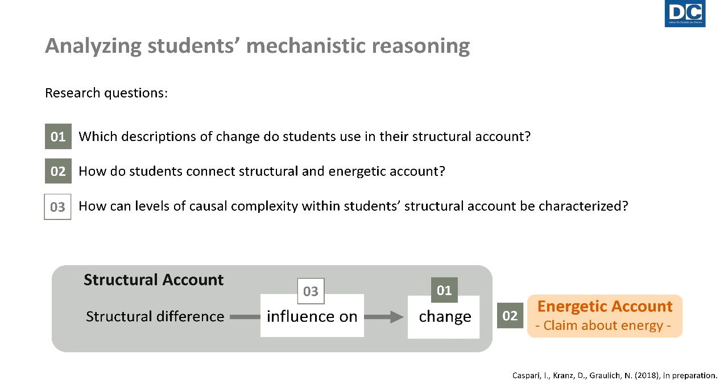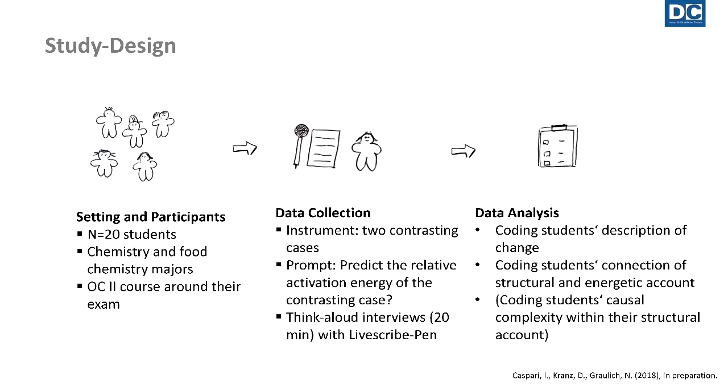The first one was, which description of change do students use in their structural account? So how do they describe the change of the reaction? And how do students connect structural and energetic account? The third research question, how can levels of causal complexity within student structural accounts be characterized, will not be discussed today, so I have to refer to the manuscript or the publication that will be out hopefully soon, that further illustrates how students verbalize the influence of the structural difference on the change in their structural account. So let's have a look at the study design so that you know how we did the study.